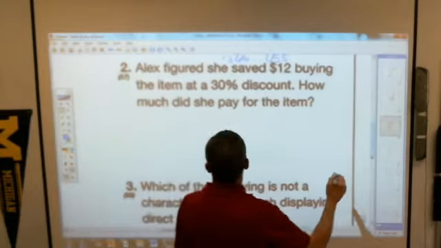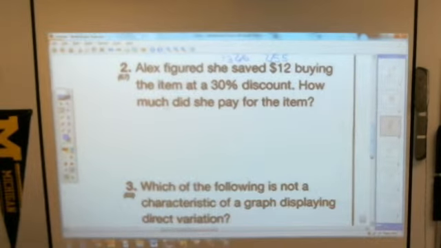But you're good, because this saves me a lot of time. Alex figured she'd save $12 by buying an item at 30% discount. How much did she pay for the item?